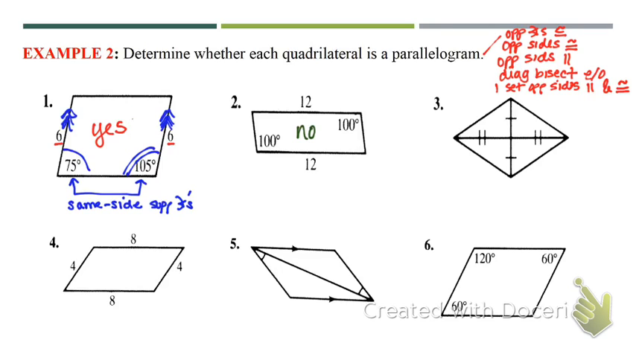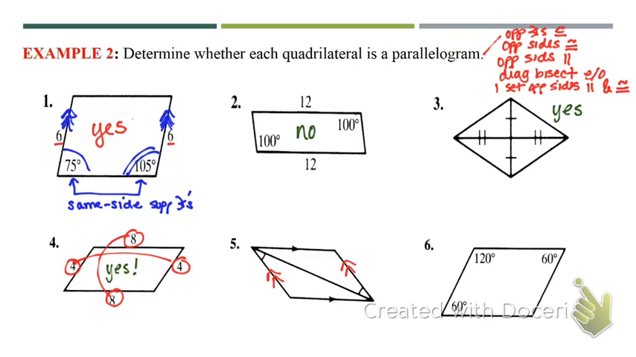Let's look at the next one. So we've got opposite angles congruent and opposite sides congruent. But remember, you needed to have 2 pairs of opposite angles and 2 pairs of opposite sides. So that makes number 2 a no. Let's look at number 3. Do we have one of the 5 theorems? Yes, we have diagonals bisecting each other. Let's look at number 4. Yes, we have 2 pairs of opposite sides congruent.